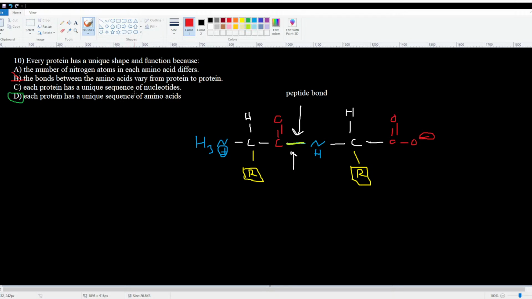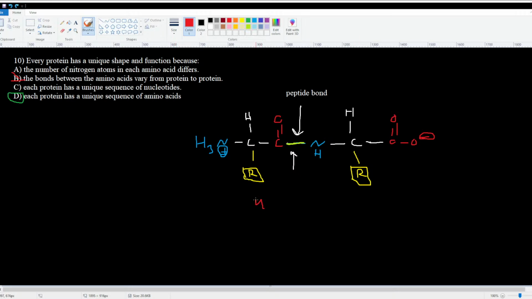How about each protein has a unique sequence of nucleotides? Well, that's wrong, because nucleotides have to do with nucleic acids. We are very far away from nucleic acids when we're talking about proteins. So we don't even want to worry about C. C is the most wrong. So D, each protein has a unique sequence of amino acids.